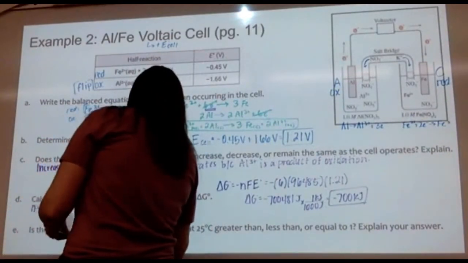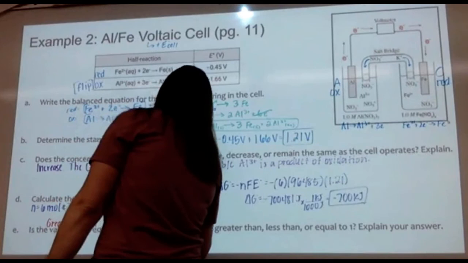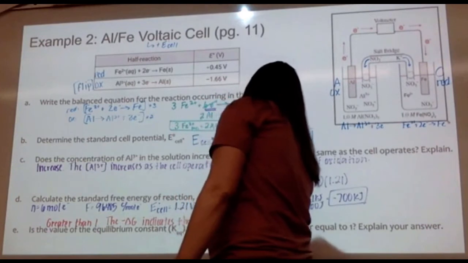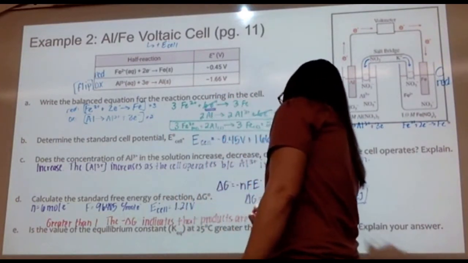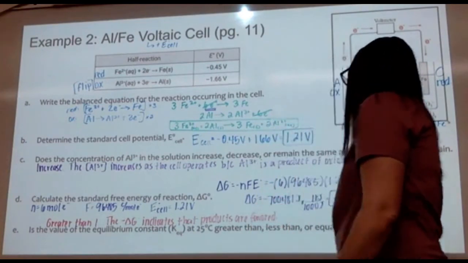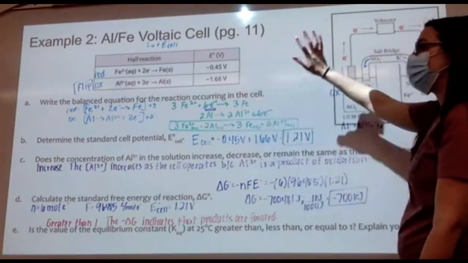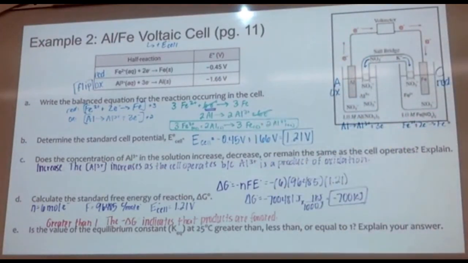The negative delta G indicates that products are favored. The negative delta G tells us that products are favored. Any spontaneous reaction, products are favored. Happens on its own. Reactants convert to products. So for this example, A, B, even C, that goes back and reviews 10.5 to 10.7. And then D and E are having us think about delta G.